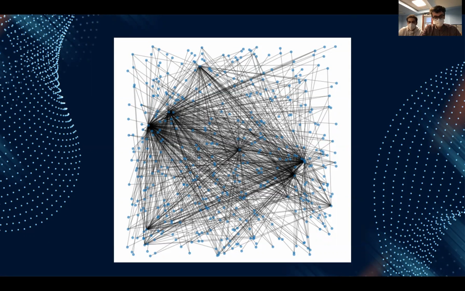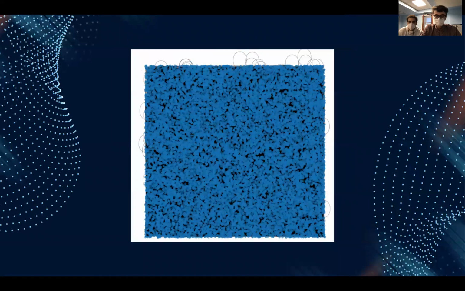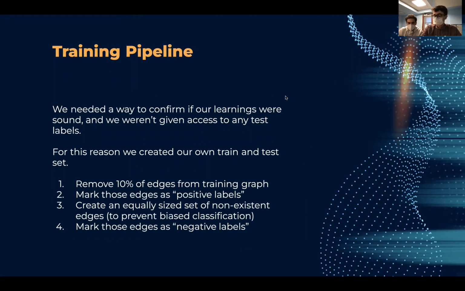This is the first graph. We have a sample of 1,000 nodes randomly sampled in the graph. As you can see, it's already a big graph, and it's already a subset of the graph. This is the full graph, more than 20,000 nodes. It was really complicated to pre-process and learn the model on. The training pipeline: we needed a way to confirm that our learning was sound.